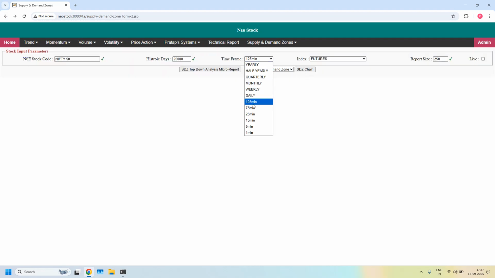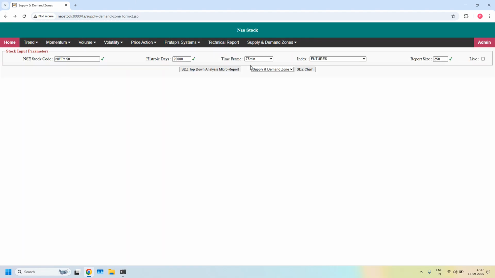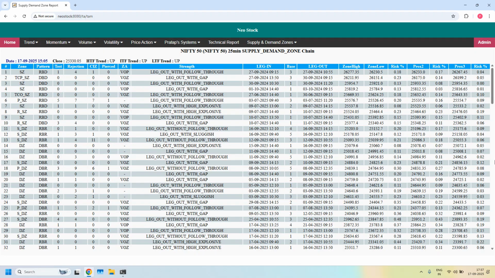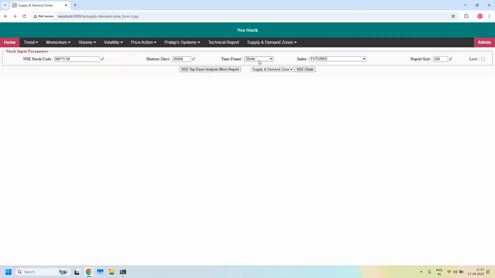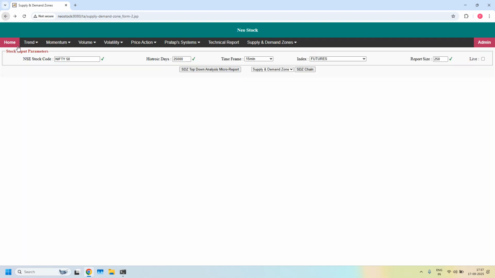Next, generating 75 minutes supply demand zone chain for NIFTY. Next, generating 25 minutes supply demand zone chain for NIFTY. Next, generating 15 minutes supply demand zone chain for NIFTY. Next, generating 5 minutes supply demand zone chain for NIFTY.